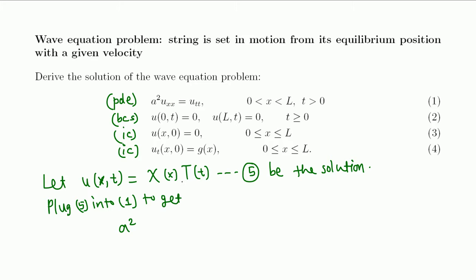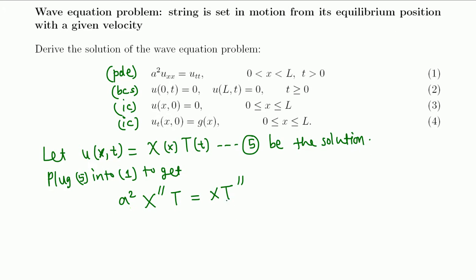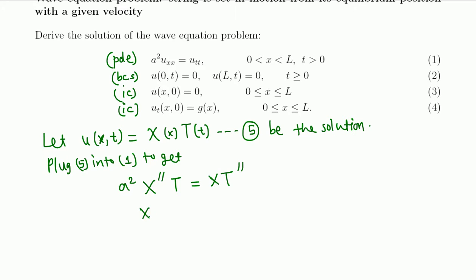When we find the partial derivative of this with respect to x, again with respect to x, x is a single variable function of x, so it will be just X double prime, just the regular derivative. I'm dropping this x and t, so that's the left hand side, is equal to u_tt, X constant, T double prime. Now let's divide both sides by a squared T and X. We get X double prime over X equals 1 over a squared, T double prime over T.